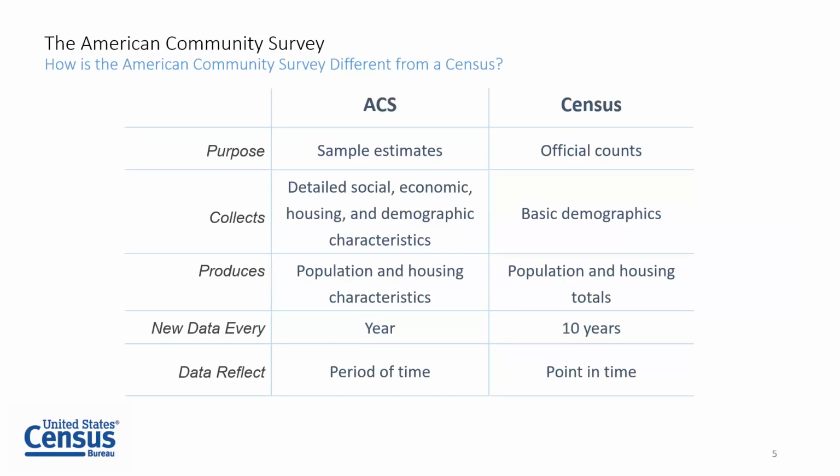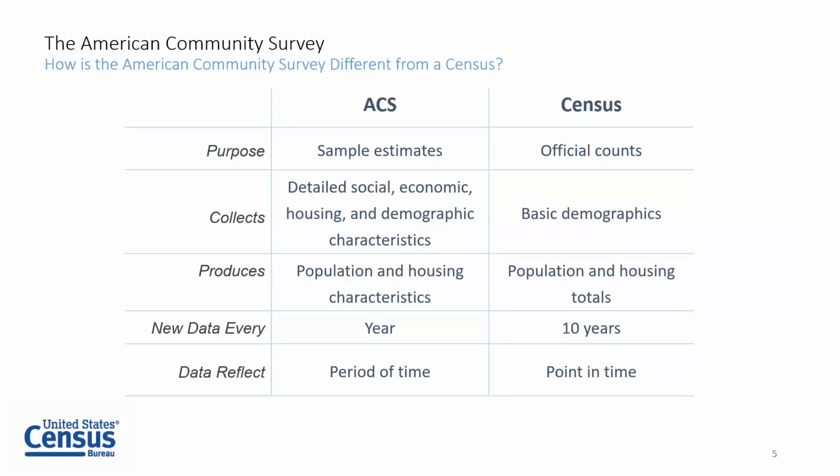So what does the ACS collect? The ACS collects information that previously appeared on the census long form. So this involves detailed social, economic, housing, and demographic characteristics. We'll get into this a little bit later in the presentation. And the census, as you might know, collects basic demographic characteristics in the short form, such as age, sex, race, Hispanic origin, household relationships, and housing tenure.